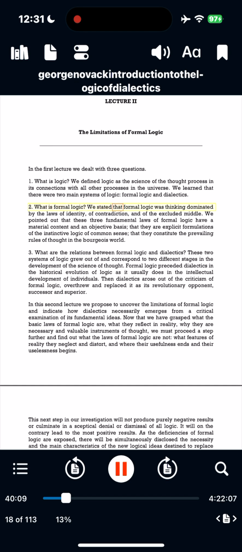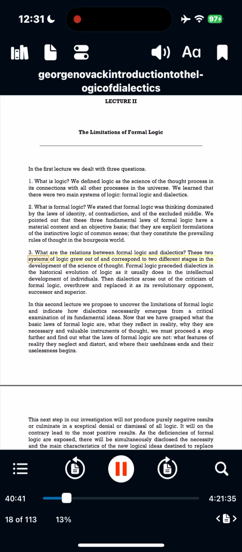We stated that formal logic was thinking dominated by the laws of identity, of contradiction, and of the excluded middle. We pointed out that these three fundamental laws of formal logic have a material content and an objective basis. That they are explicit formulations of the instinctive logic of common sense. That they constitute the prevailing rules of thought in the bourgeois world. 3. What are the relations between formal logic and dialectics?